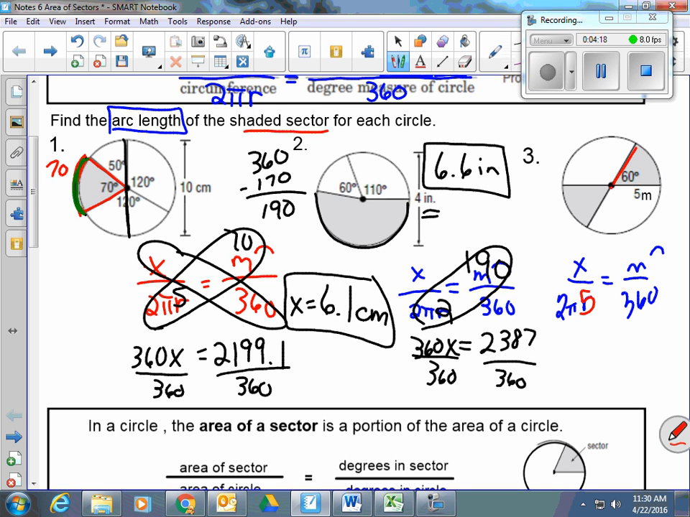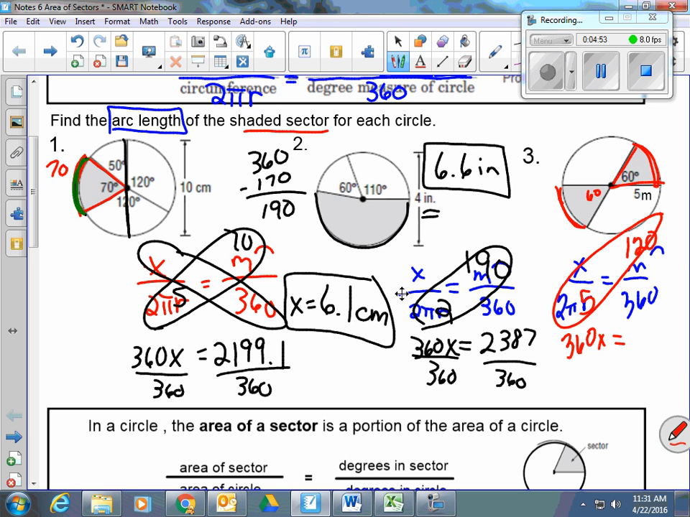Well, I know that this one is 60, but don't I also want this one over here? Why is this one 60? Because they're across from each other, which is called vertical. Very good. They're vertical angles, so they're the same. So really, I want both of them, so that would be 120. And then you cross multiply. So what's 120 times 2 pi 5? Or 2 pi 5 times 120, either way. What did you get?